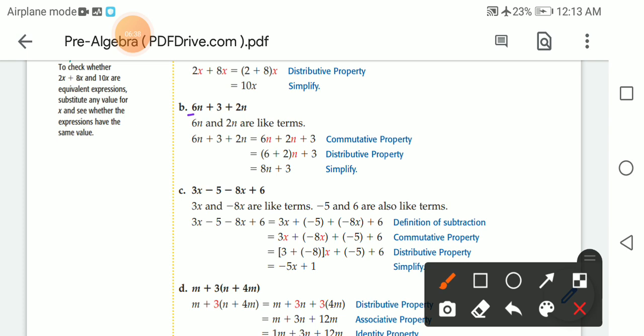6n and 2n are like terms. So I have here 6n plus 2n. I changed the places, so it's what? Commutative property. Excellent. Okay, I can hear you. And I have here grouping. I will group here, put into the brackets 6 plus 2 and n outside. This is called what? Distributive property. Okay, so 6 plus 2, 8, n plus 3, and this is simplifying.